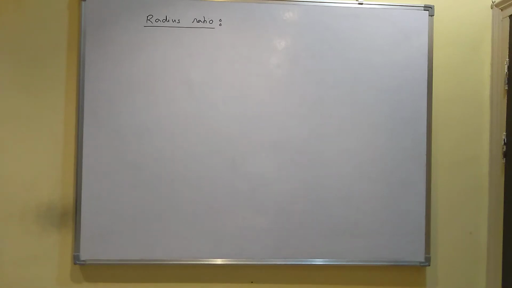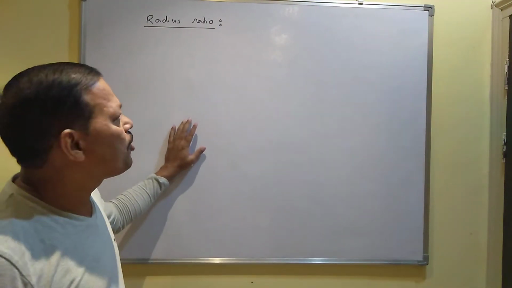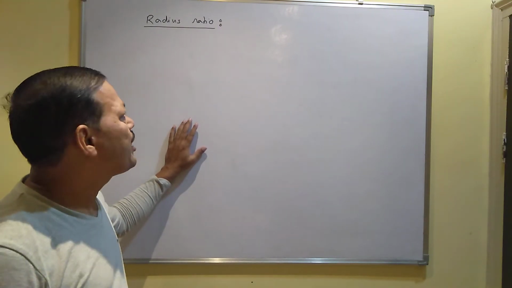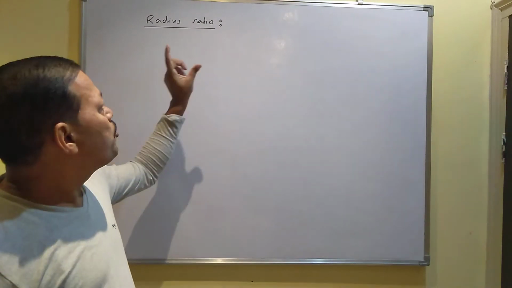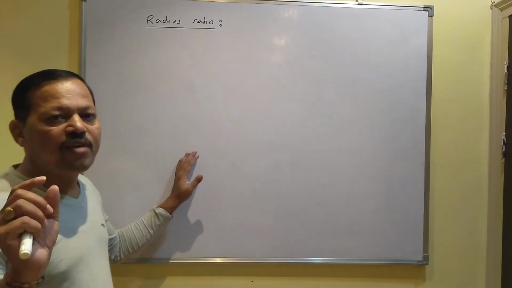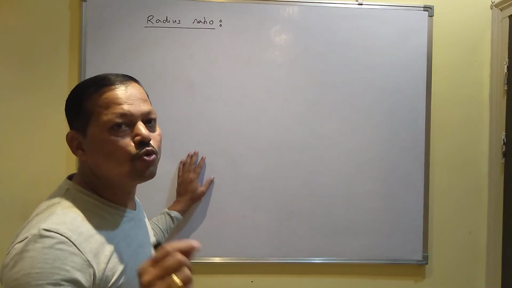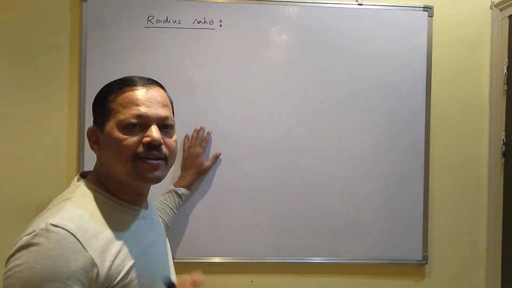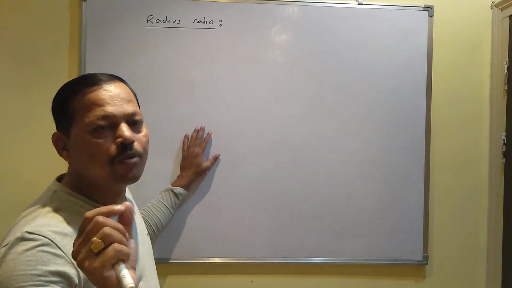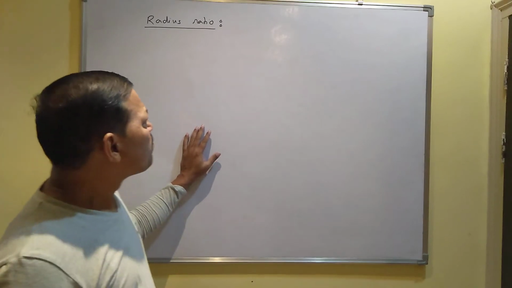Good morning, students. Today we'll do a new topic, radius ratio. This radius ratio concept is applicable for ionic solids like sodium chloride, potassium chloride. For that type of solid, you can apply the concept of radius ratio. If you know the radius ratio, then you can find out the possible structure for the solid, and you can also find out the coordination number of the solid. So the arrangement of the ions in a crystal and the coordination number of the ion you can find out from this concept, radius ratio.